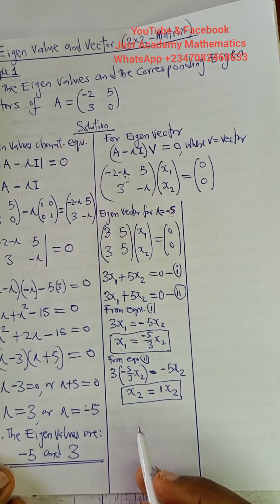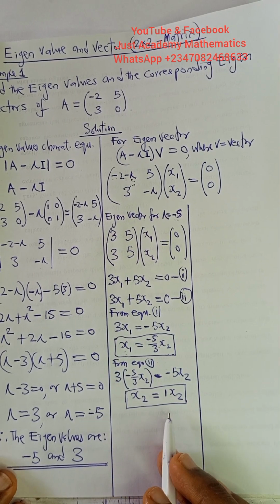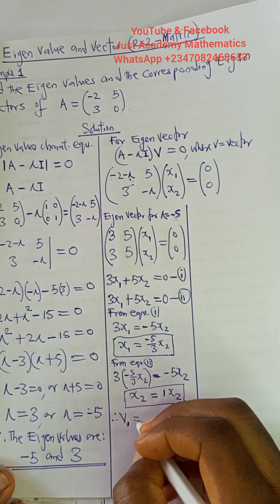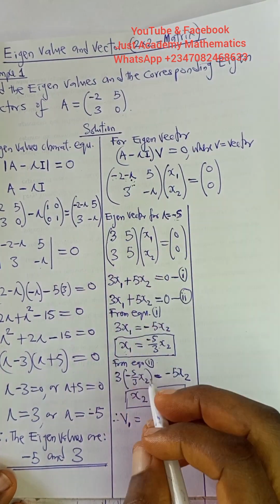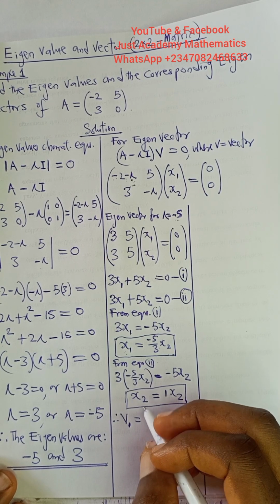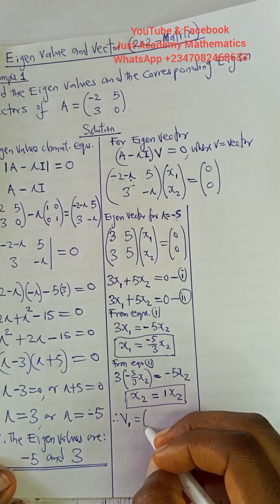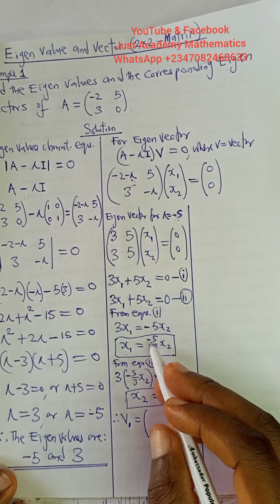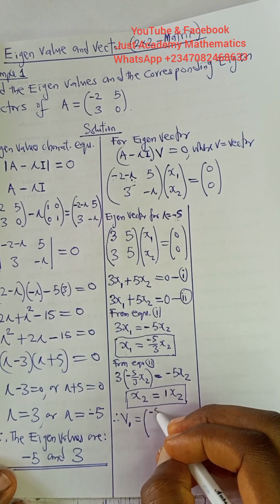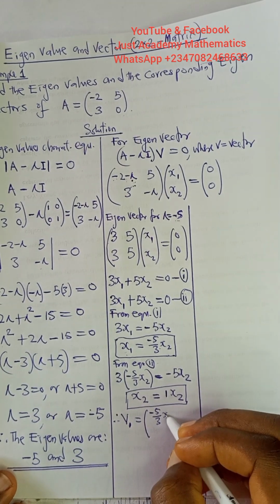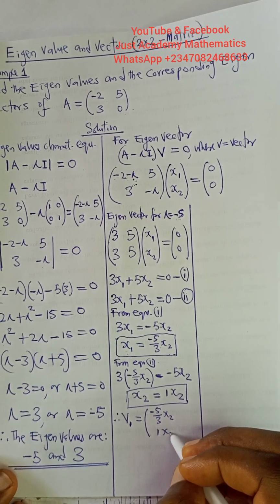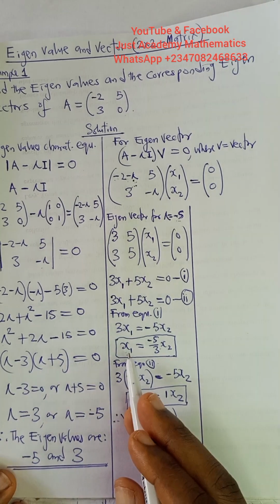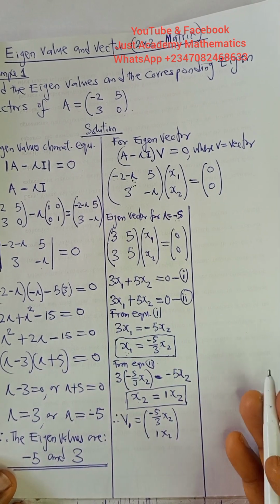Now that we know that the value of x2 is equal to 1x2, we can now present the vector like this. Therefore, v1, which is the vector for the eigenvalue of -5, will now be what? You put the value. The first vector, which is x1, this first one here, is what? -5 over 3 times x2, and 1x2, because everything has to be in terms of x2. x1 in terms of x2, x2 in terms of x2.